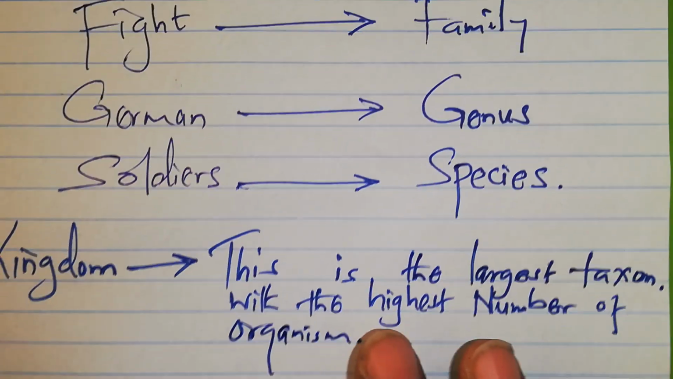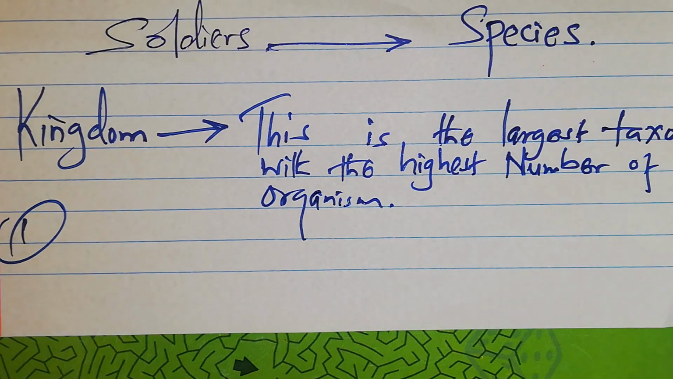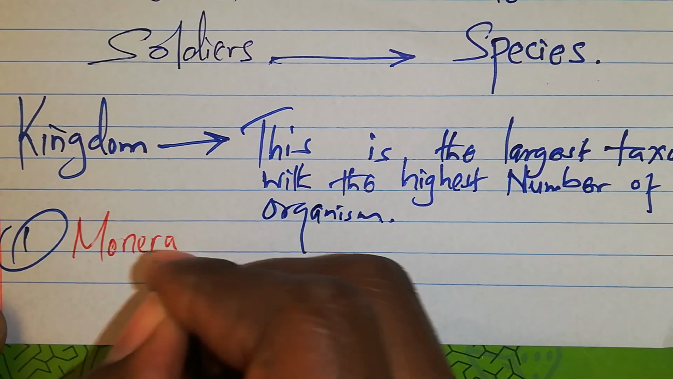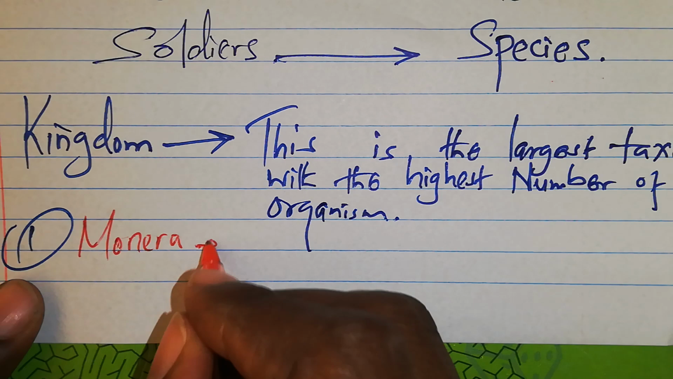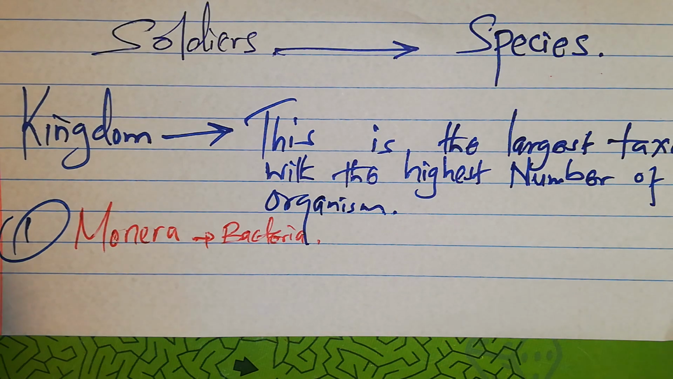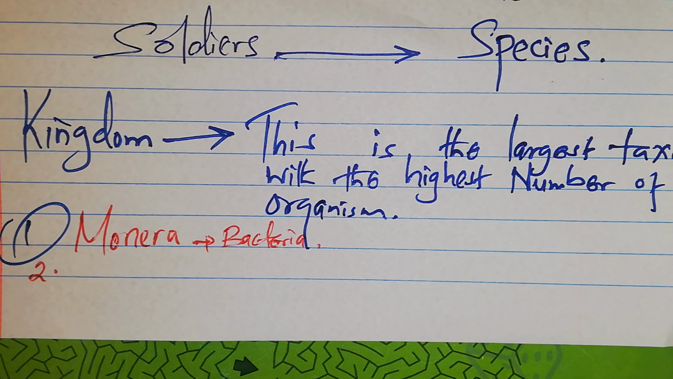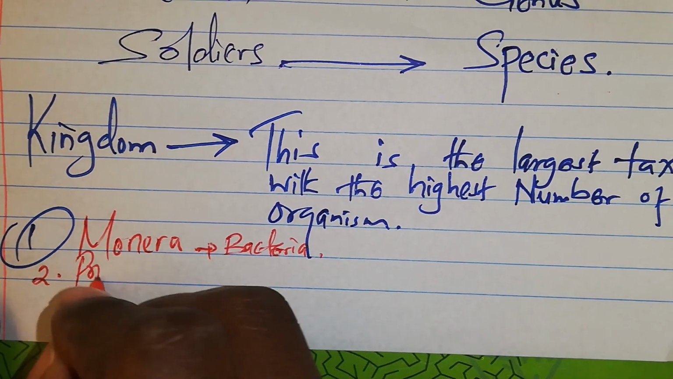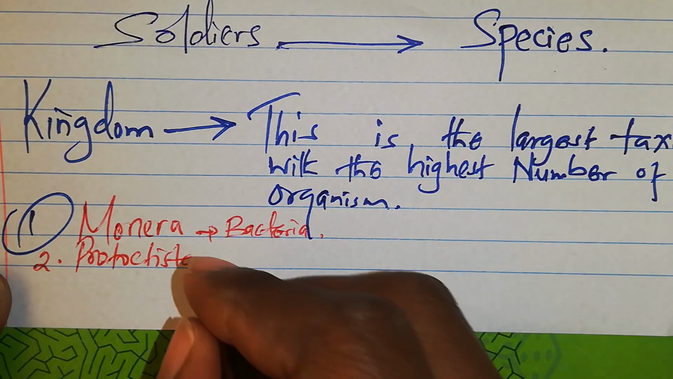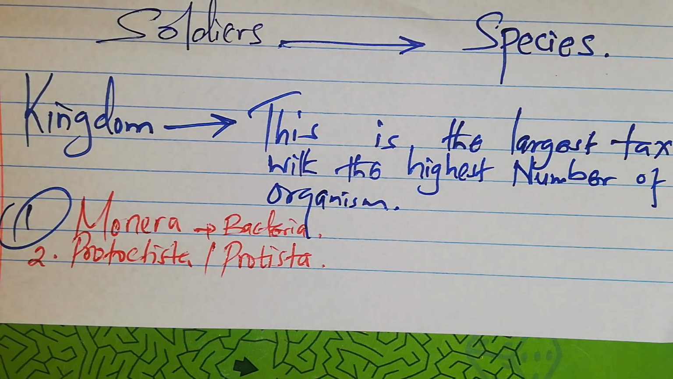And before we do that, I have remembered that it is good I also hint to you the 5 kingdoms that we have. Again, starting from the smallest to the largest. The smallest is Monera, that is made up of bacteria. All the bacteria fall in Monera kingdom. Number 2 is Protoctista. Mind the spellings. We can also say Protista. This is the second one, and we shall give examples.